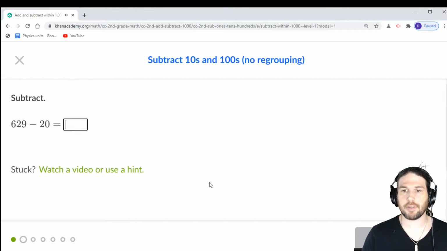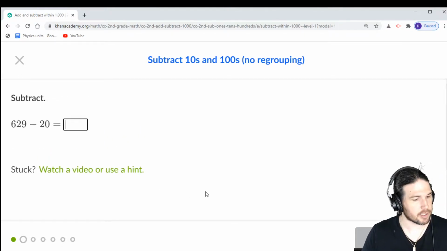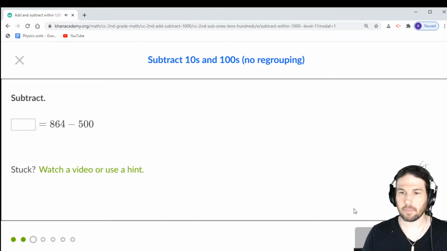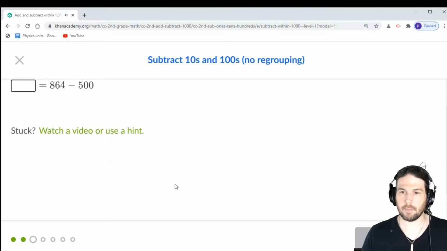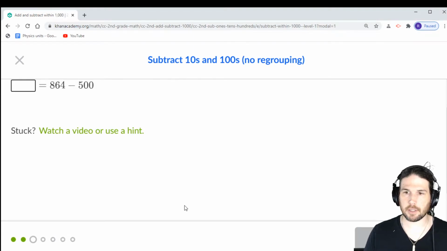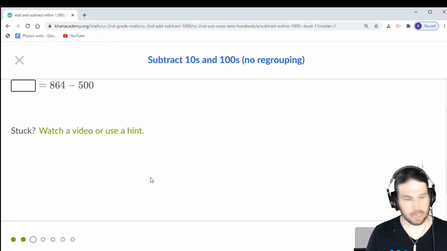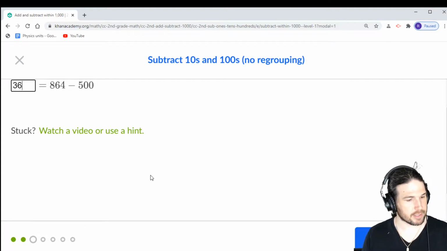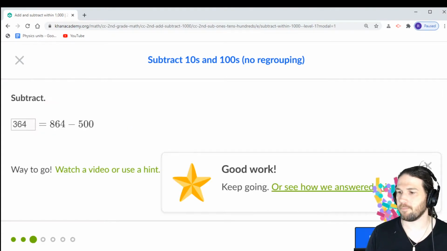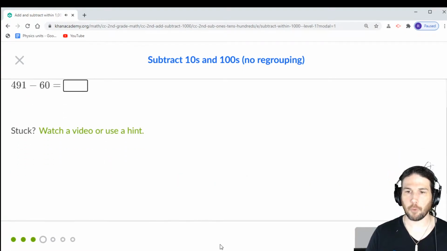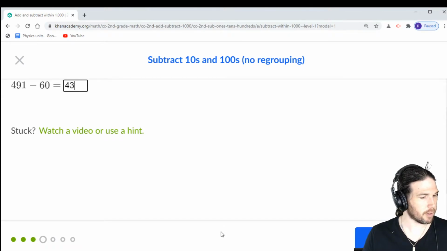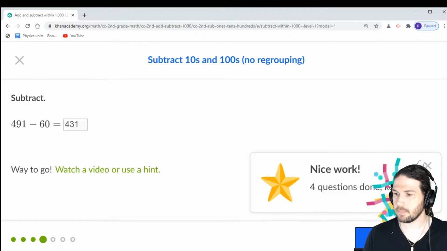Same deal here. The only thing we're subtracting is the tens, so we get 609. And then if I wanted to subtract 500, 8 minus 5 is 3, and everything else is carried along. 364. 491 minus 60, well, 9 minus 6 is 3, so we end up with 431. And that's that.